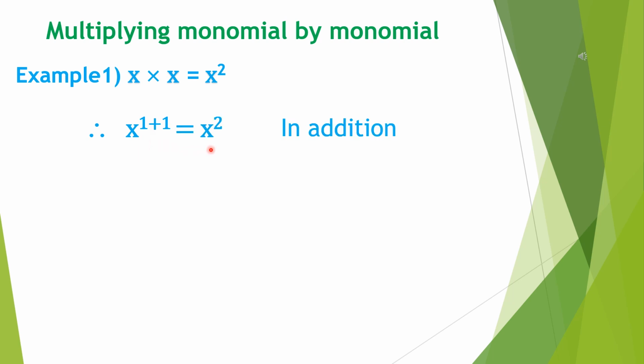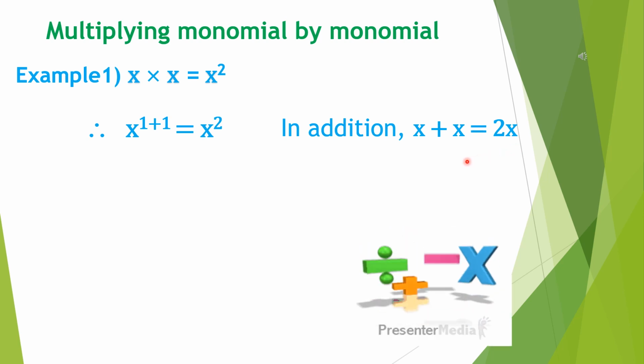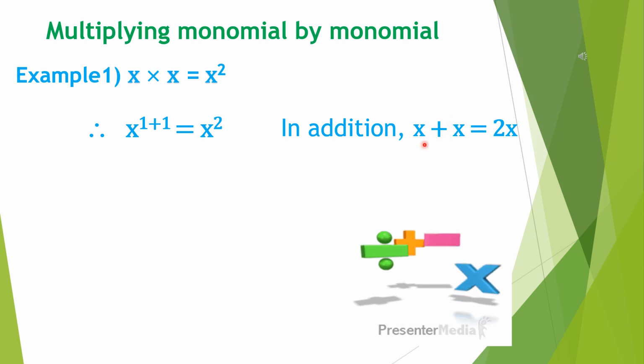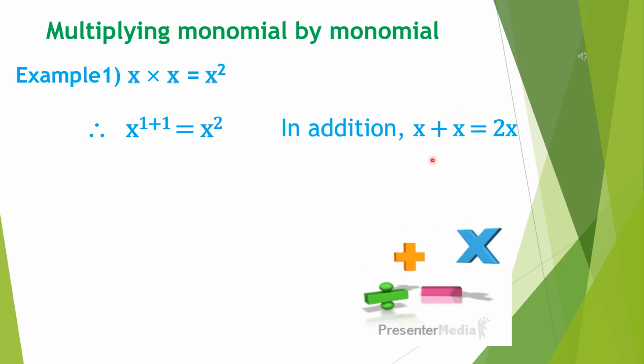In addition, x plus x is equal to 2x. Here, see the difference between addition and multiplication. Here, x into x is x square. And here, in addition, x plus x is 2x. So, we have to be careful about the operations. So, we have to see the sign first. Okay? Let us take next example.